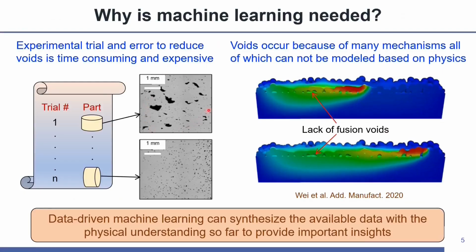The lack of fusion defects may be avoided by trial and error, but this procedure is time-consuming and expensive because of the high costs of the powder and the additive manufacturing machines. Mesoscale mechanistic models have also been used to mitigate this defect, although they are based on an assumed mechanism and cannot consider multiple mechanisms for their formation. Powder scale models shown here have also been used to determine the conditions when these defects occur, but they are computationally very intensive and they have not been adequately tested. So here we use data-driven machine learning and synthesize the available data with the physical understanding so far to provide important insights about the formation of lack of fusion defects.